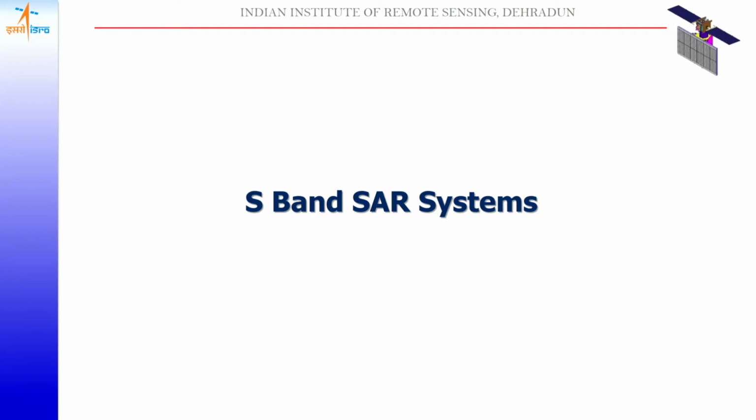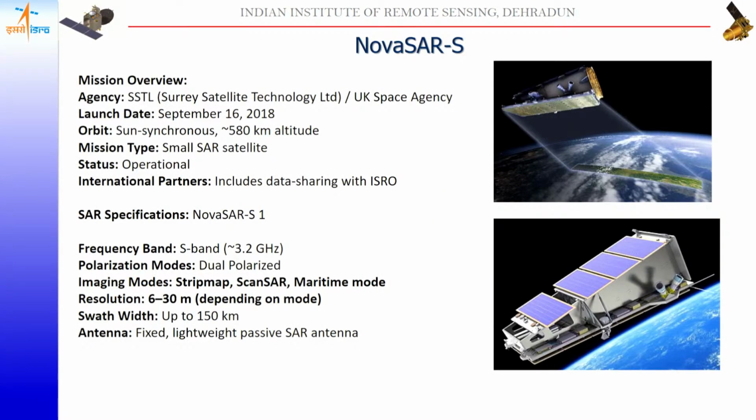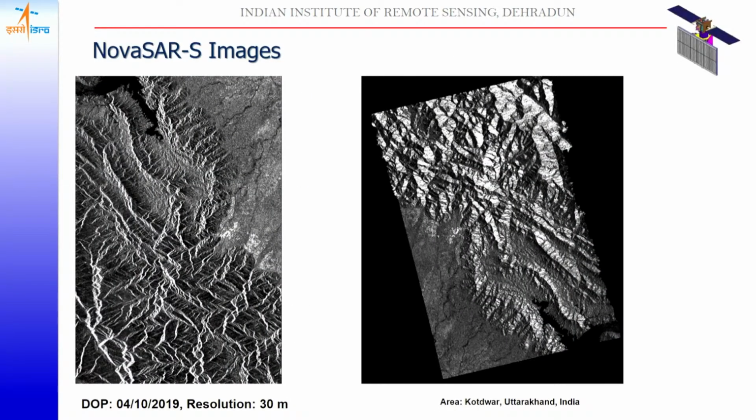Now we have learned about the X band system and C band system. Now we are going to the S band system. In S band, we have NOAA SAR S, which is called the small SAR satellite. It was developed by the UK Space Agency, launched by ISRO, and it is a collaboration with ISRO, which also shares the data, and we are getting the S-band SAR data. It is dual polarized, and it has different imaging modes like strip map mode, ScanSAR, and maritime mode, with a resolution of 60 to 30 meter. You can see these are the NOAA SAR images.